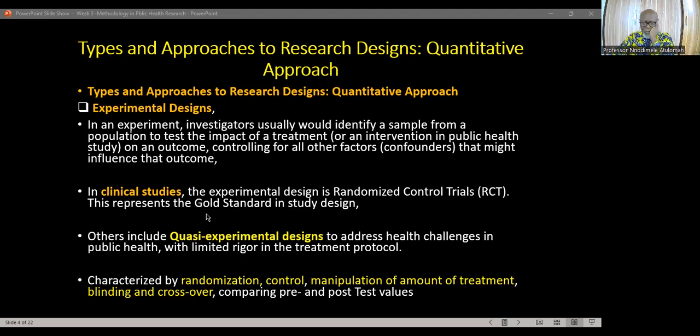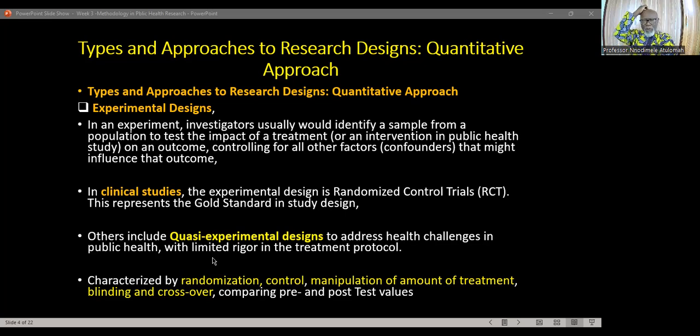So for public health, because of the rigor involved and what we can and cannot do with human participants, quasi-experimental design is used in addressing health challenges in public health. It has limited rigor in the development of the treatment protocol as well as in the implementation of that treatment. They are different.